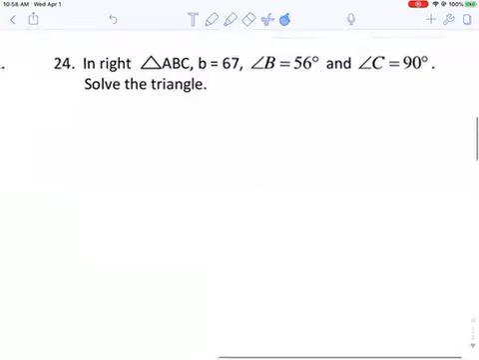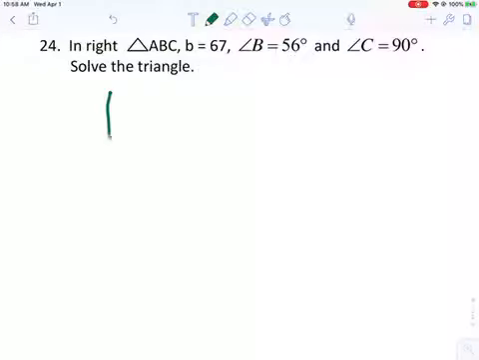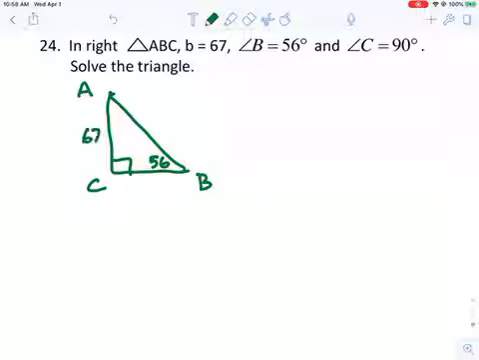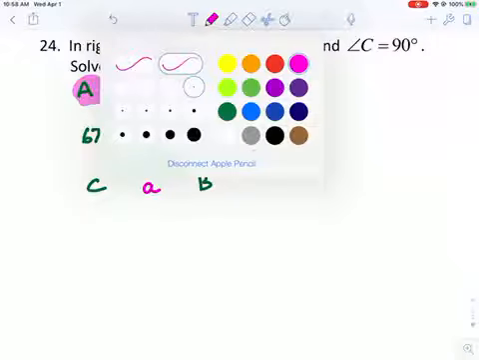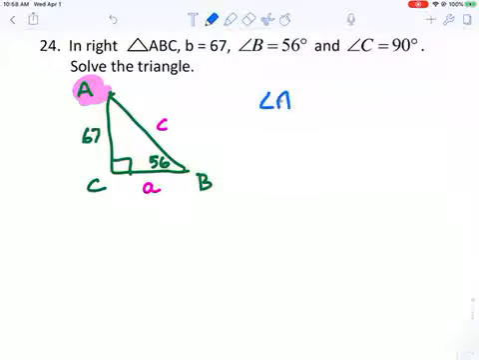The last one, draw. B is 56, side B is 67. So we need to find C, A, and angle A. You always have three things to find in solving a right triangle. All right, so the first thing I'm going to do is find angle A. Then I'm going to find side A.